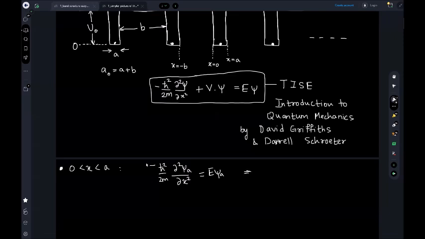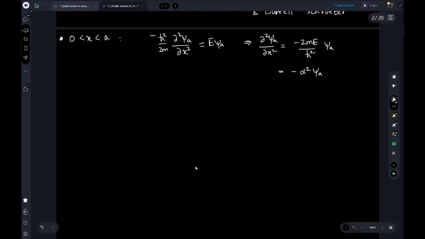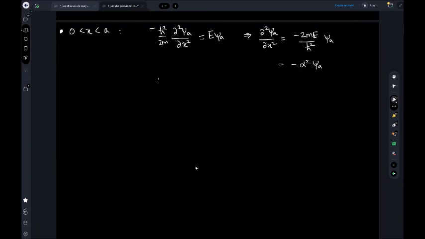and rearranging this, we are going to get, and I'm going to rewrite this as minus alpha squared psi of A. And here alpha squared equals 2mE over h bar squared. And the solution will be of the form.